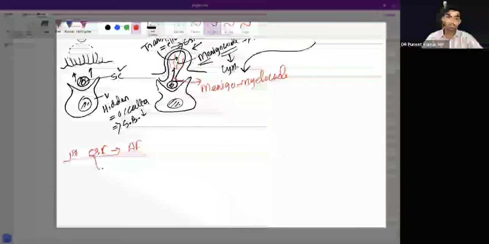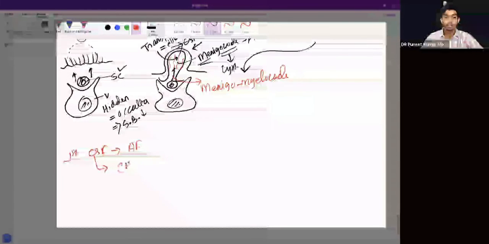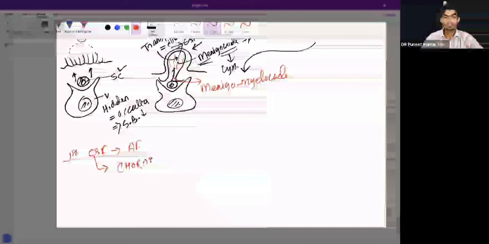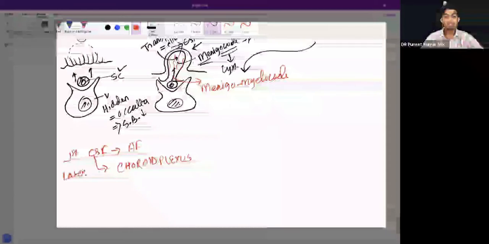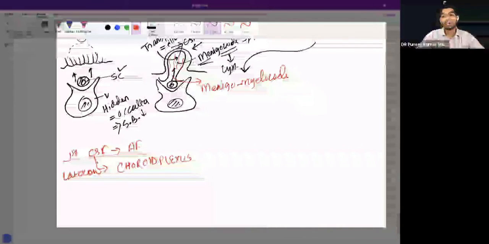Later on, the CSF is formed by the choroid plexus. Clear?